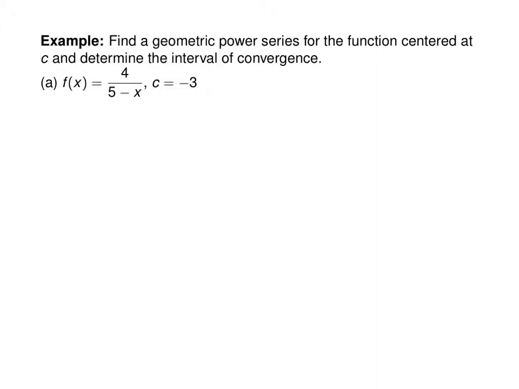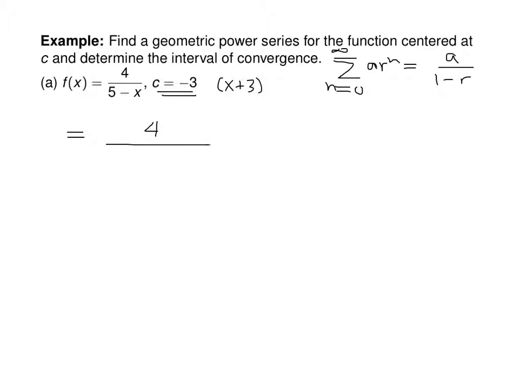Next, let's find some power series that are not centered at 0. So in this case, we have to be centered at -3. And once again, just recall that the geometric formula is a sum from 0 to infinity, a r to the n is a over 1 minus r. So being centered at -3 means we have to have x plus 3 being our r.